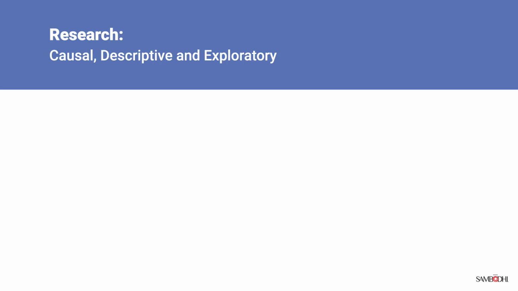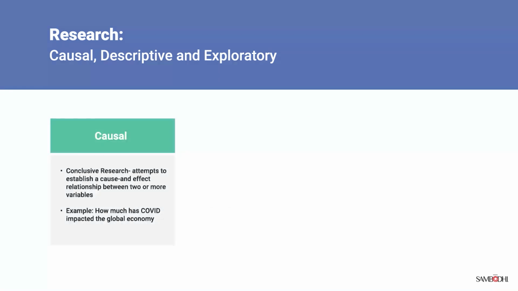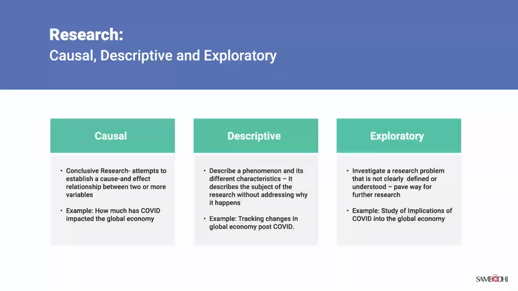A researcher must clearly understand the various types of research design to implement for a study. The design of the analysis can be classified into causal, descriptive, and exploratory designs. Causal research can be understood as a type of conclusive research that attempts to establish a cause and effect relationship between two or more variables. This type of research is widely employed by companies and corporations. It assists in determining the impact of the change in process and the existing methods, narrowing down the cause and effect relationship. For example, we can consider how much COVID-19 has impacted the global economy.